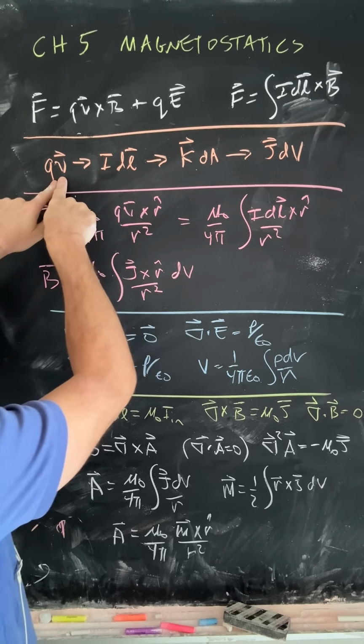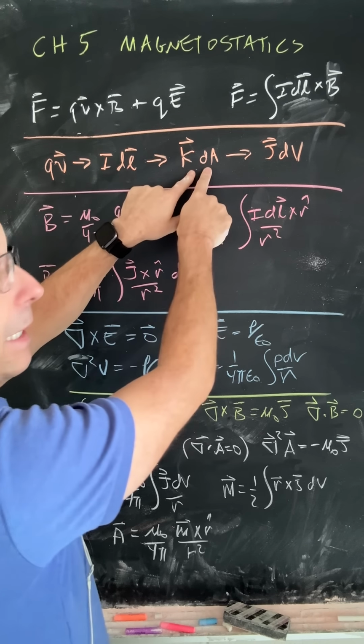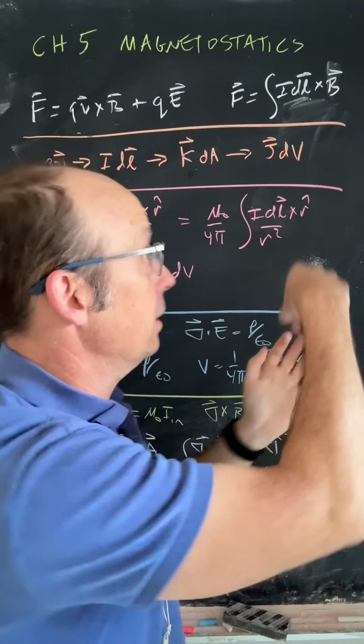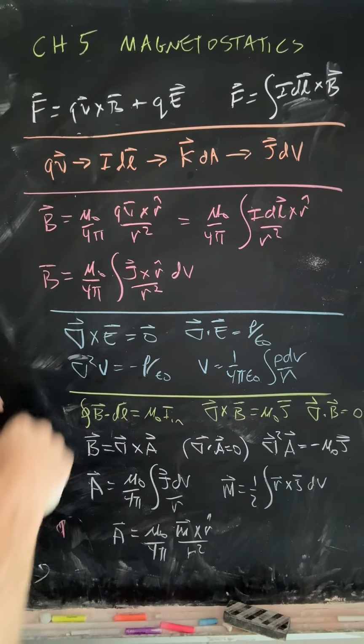Here's an important thing. We have a moving charge, qv. That's the same as I dl. That's the same as K dA, where K is the surface current density. That's the same as J dV. That's the volume current density, current per area.